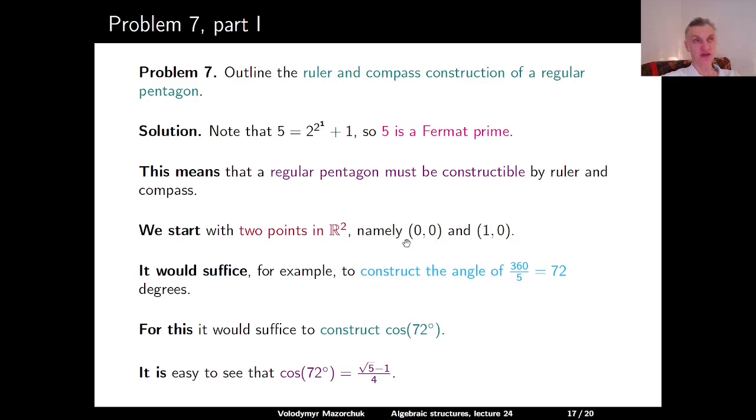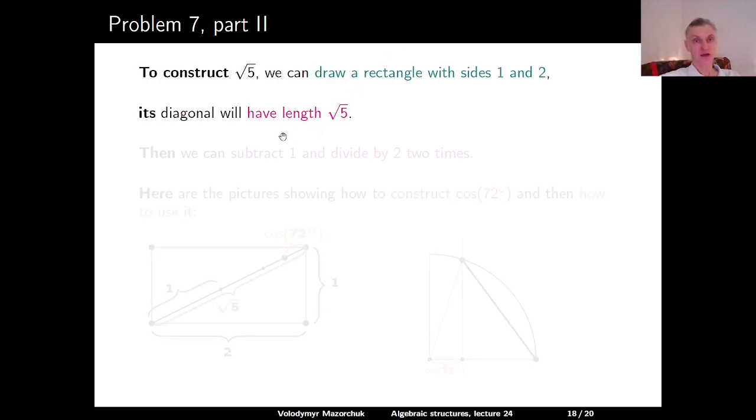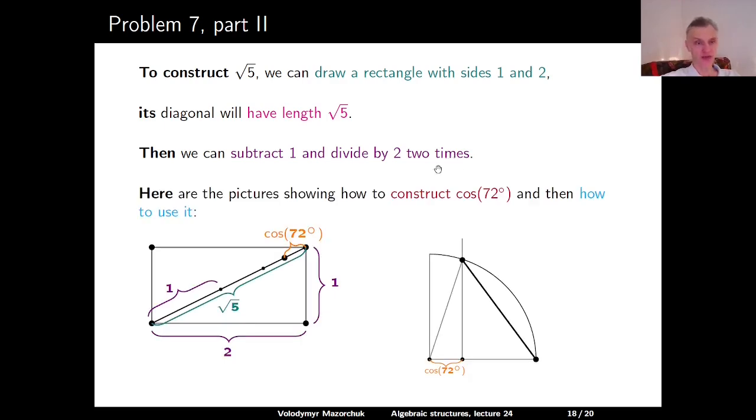So starting from the rational number 1, we need to construct the real number (root 5 minus 1) divided by 4. So to construct root 5, we can draw a rectangle with sides 1 and 2. Note that we can erect perpendiculars using ruler and compass. And the diagonal of this rectangle will be exactly root 5. And then we can subtract 1 from root 5 and divide what we get by 2 twice. Then we will divide by 4.